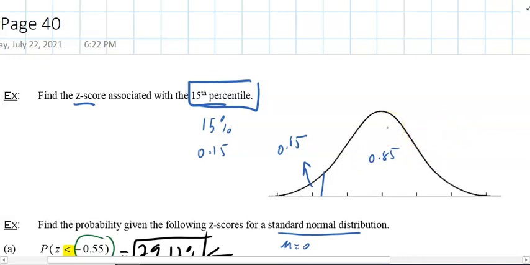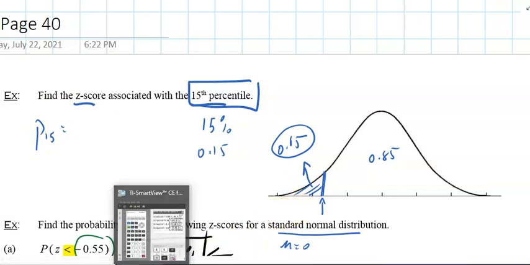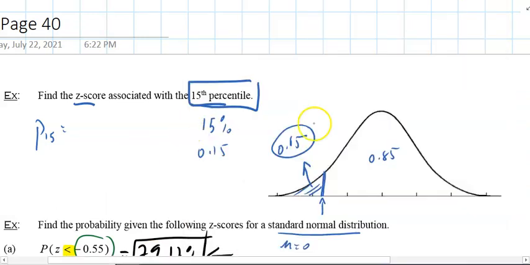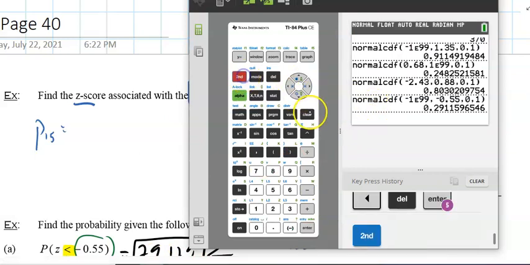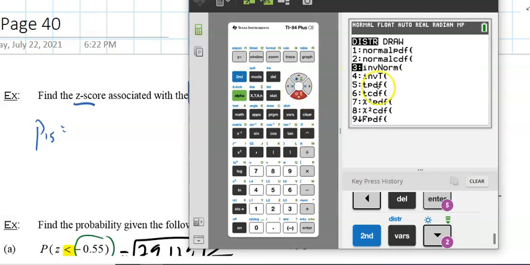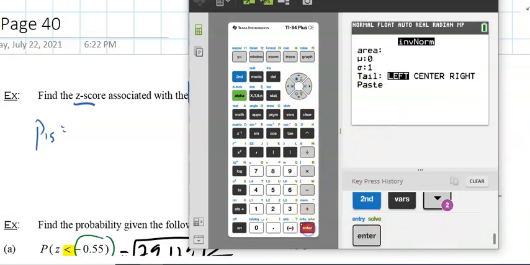So what are they saying? They're saying, tell me the z-score. Tell me what this score is. So that when I look to area to the left of that z-score, I'll have a 15% area. Well, I will say P of 15 has, and I'll go to my calculator, and it's a simple minor change. If I want the area to the left of the z-score, I use the normal distribution. If I am given the probability and I want to find the z-score, I use the inverse normal.